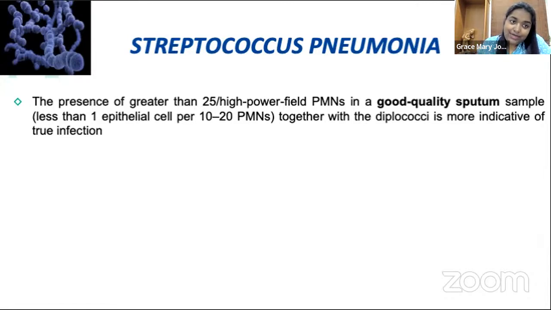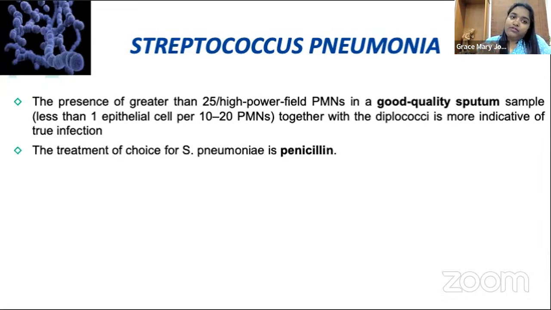Okay, that is less than 1 epithelial cell per 10 to 20 neutrophils. So if you see a culture where it shows epithelial cells numerous, pus cells few, it means most likely it is saliva. It is not a good sample. So if you have a good sample, and if you see diplococci, it is more indicative that it is a true infection in a patient with a clinical setting that is similar to pneumonia.